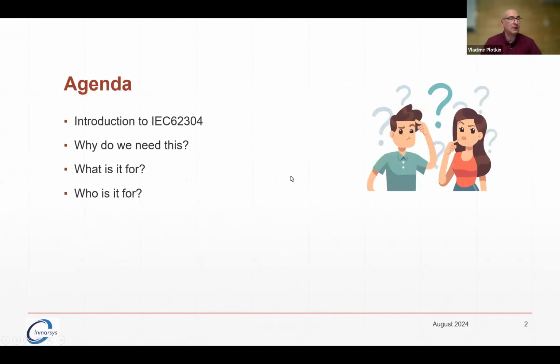So this is our agenda for today. First, we'll talk about the introduction. I'll explain what 6304 is. Why do we need this? What is it for? And who is it for?